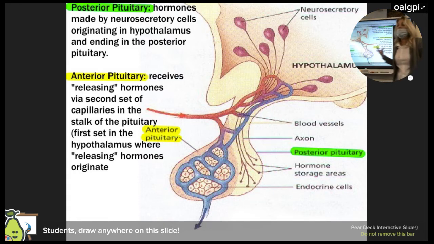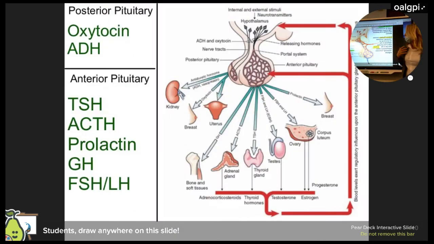Whereas your anterior pituitary, again, the neurosecretory cells only reach as far as the stalk. The releasing hormones are put here in the blood supply. It travels. You have a second opportunity at capillaries where the releasing hormone comes out and tells the anterior pituitary which stimulating hormones to release. And so if you look here, one more, you can see those. And one of these you recognize right away, oxytocin. What is oxytocin?